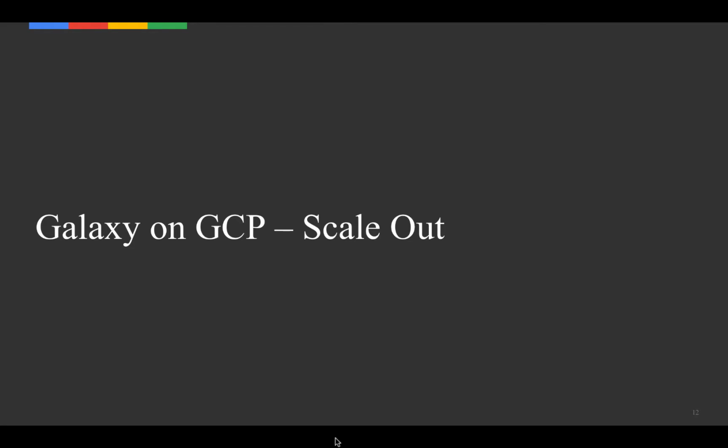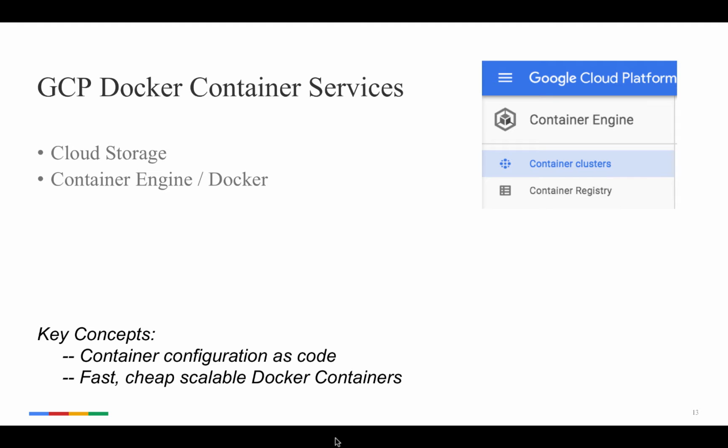So the next pattern to look at is scale out. Now let's look at scaling out. The pattern here is around Docker or container services. It's called GKE on Google Cloud.